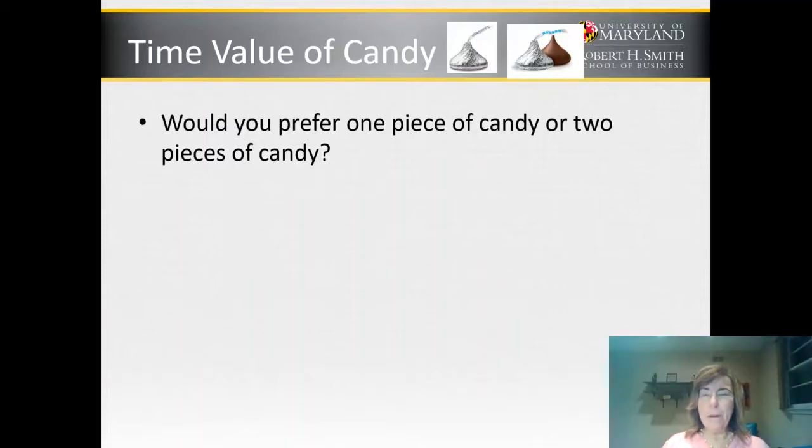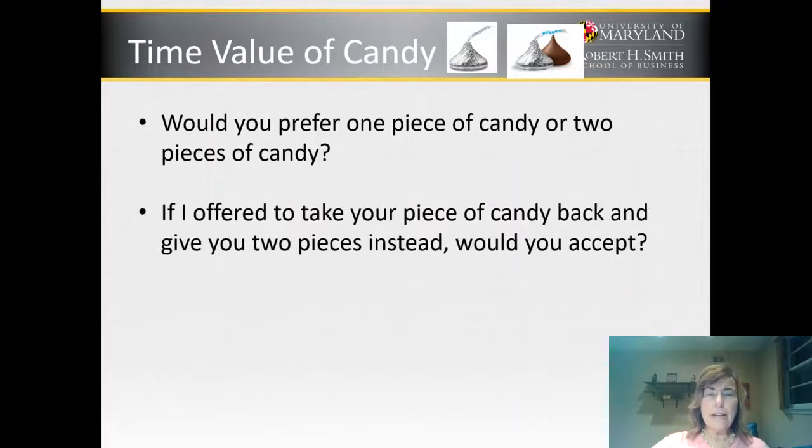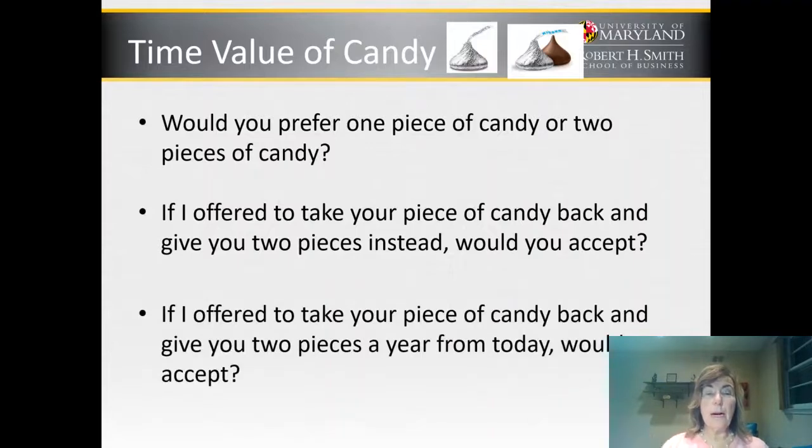Okay. So most of you, unless you don't like chocolate, and I realize it's 8 in the morning, you would prefer 2. But what if I said, I'll take back your 1 piece of candy and give you 2 pieces? Would you accept? And I assume that most of you again would say yes. But what if I tell you, I'll take back the candy I gave you today, but give you your 2 pieces a year from today? Now, would you accept? Probably not. Not want to wait a year for the candy.